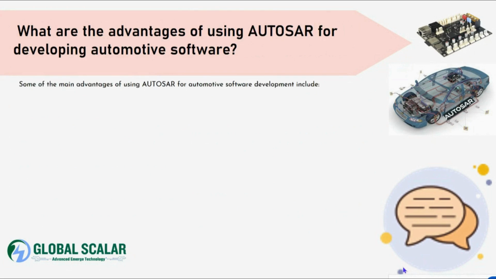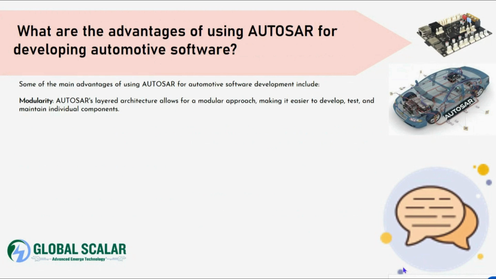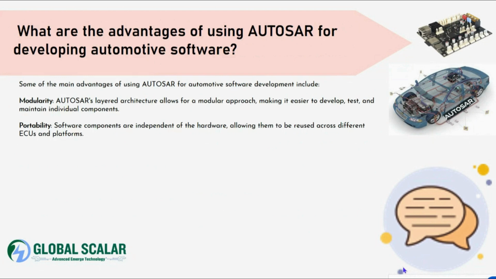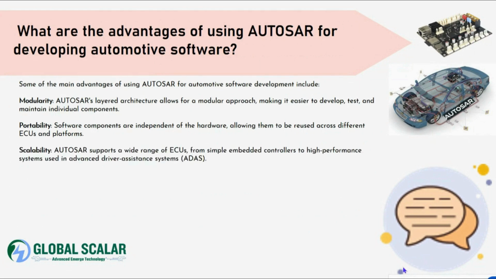What are the advantages of using AUTOSAR for developing automotive software? Some of the main advantages of using AUTOSAR for automotive software development include modularity. AUTOSAR's layered architecture allows a modular approach, making it easy to develop, test, and maintain the individual components. Portability. Software components are independent of the hardware, allowing them to be reused across different ECUs and platforms. Scalability.